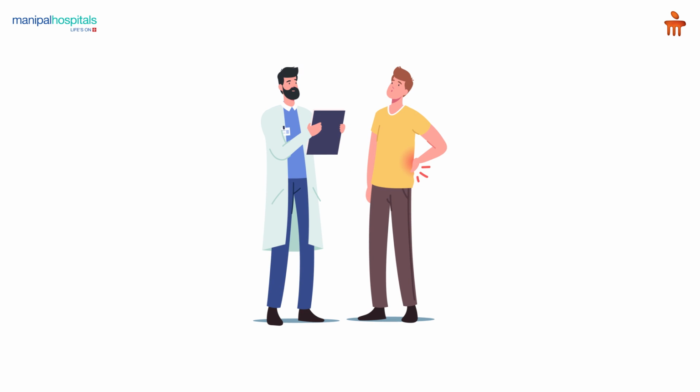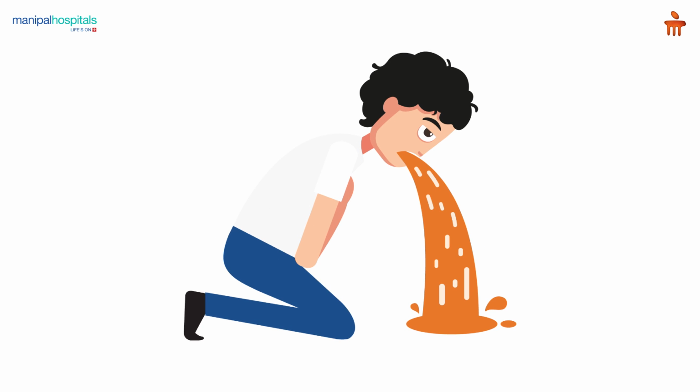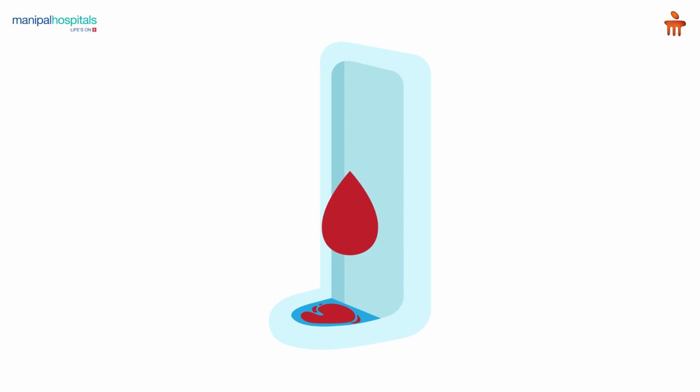Usually the patient will have flank pain or backache, vomiting, they pass blood in the urine, and sometimes they develop fever.